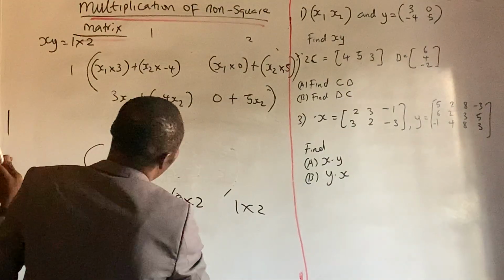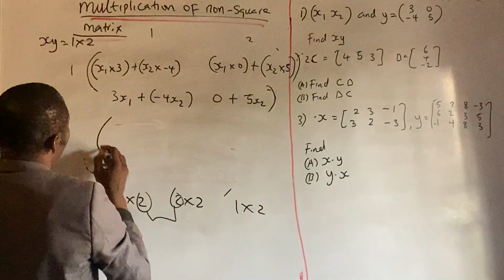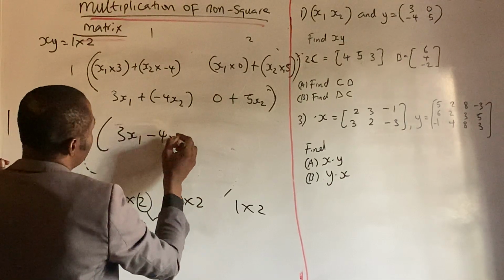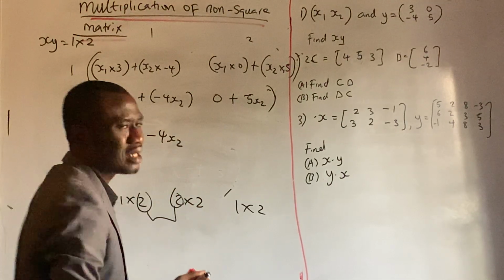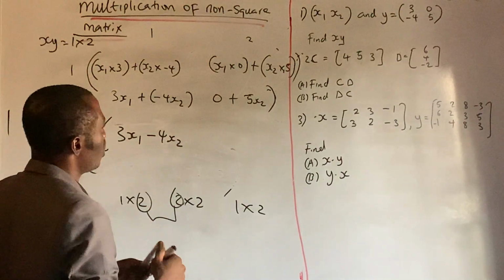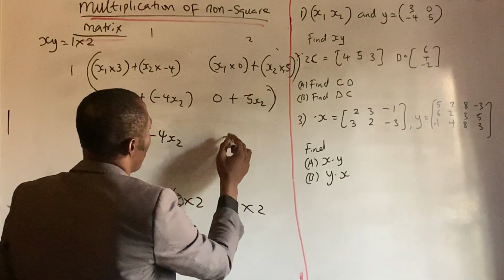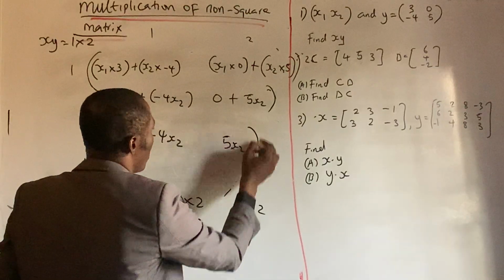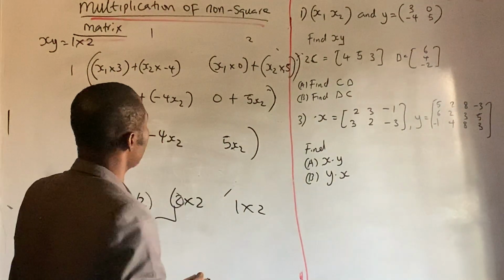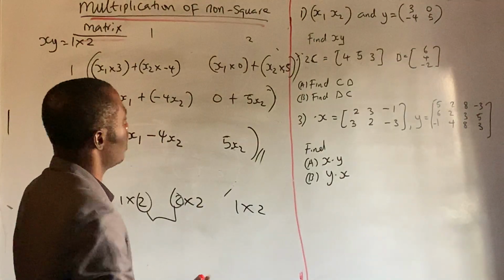So now the final answer will be 3x1 minus 4x2. Of course, they are not like terms, so you can't add them together. So this becomes our final answer on the first column. Now on the next column, this becomes 5x2 because 0 plus 5x2 is 5x2. So that's the first answer for the first question. So we go to the next question.